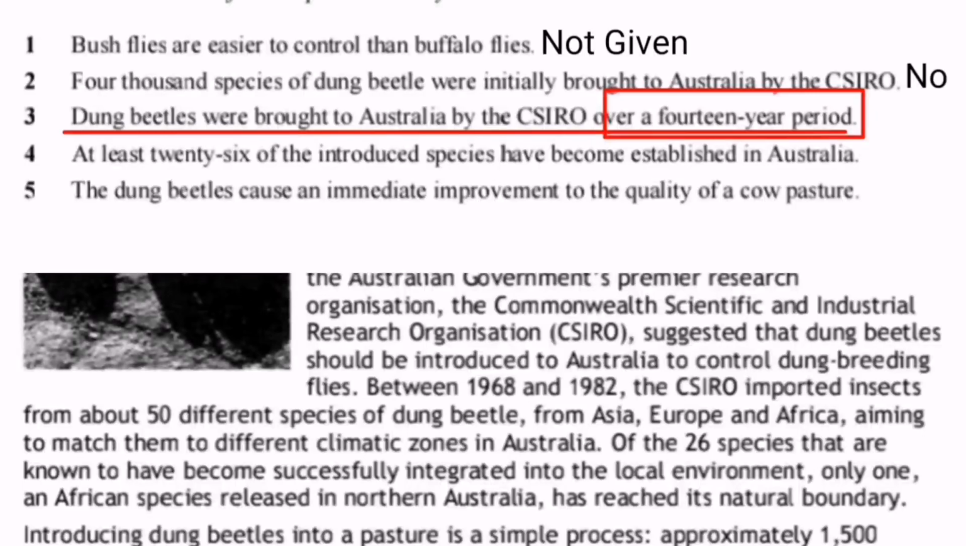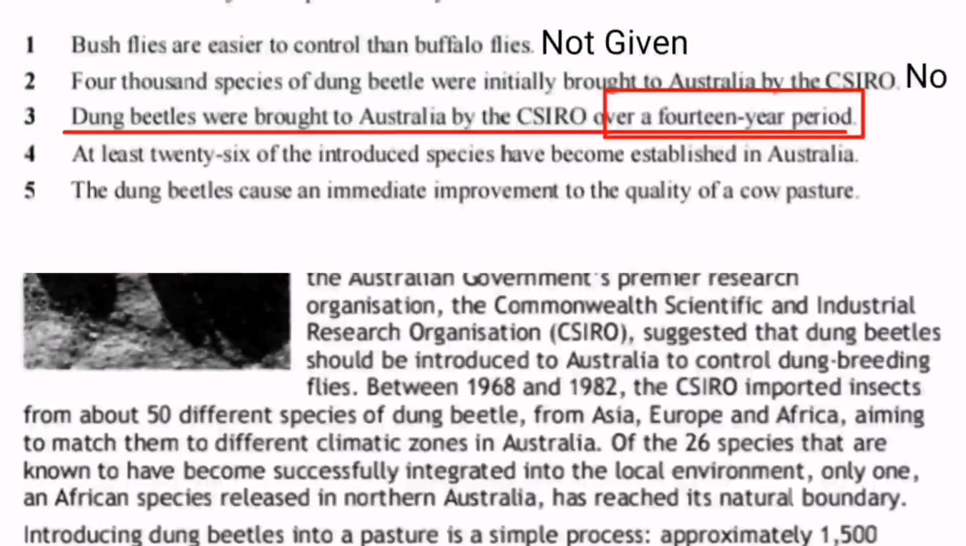CSIRO suggested that dung beetles should be introduced to Australia to control dung breeding flies. Between 1968 and 1982, the CSIRO imported insects from about 50 different species of dung beetle from Asia, Europe, and Africa, aiming to match them to different climatic zones in Australia.